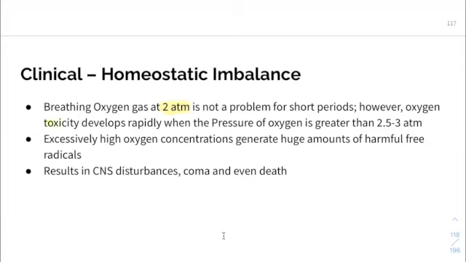But oxygen can be toxic if we have too much. So if we end up with 2.5 to 3 atmospheres of oxygen in our system, it can actually create a lot of free radicals in our body. Free radicals in our body could eventually kill us.